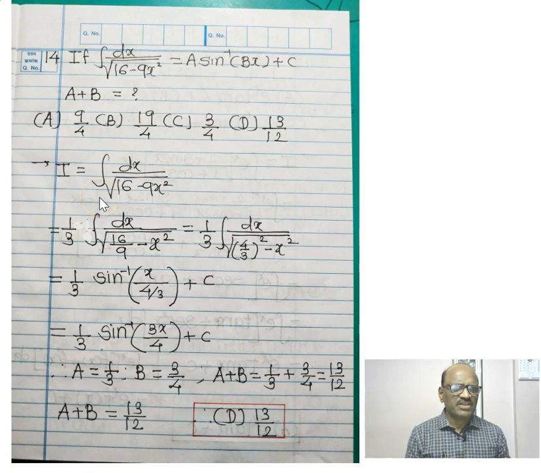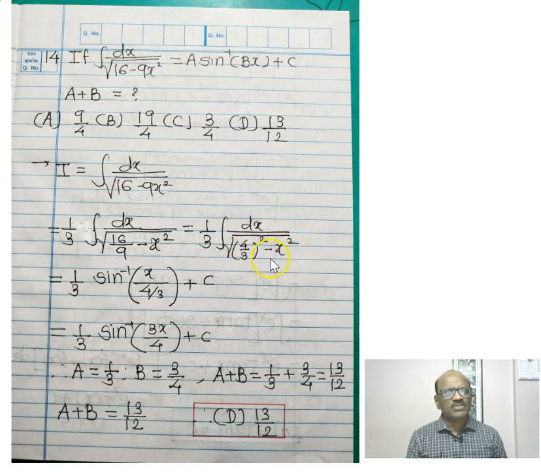Now this is a very simple integral. I is equal to integral dx upon root of 16 minus 9x square. Take 9 as common, it becomes 1 by 3. That is integral dx upon under root of 16 upon 9 minus x square. And that is equal to 1 by 3 integral dx upon root of 16 upon 9, which means 4 upon 3 in bracket square, minus x square.